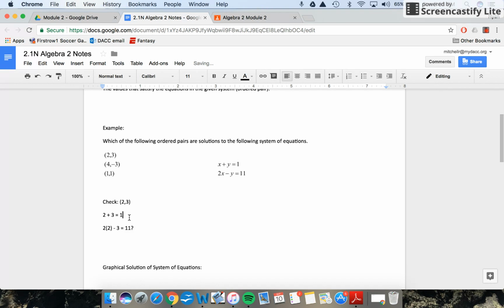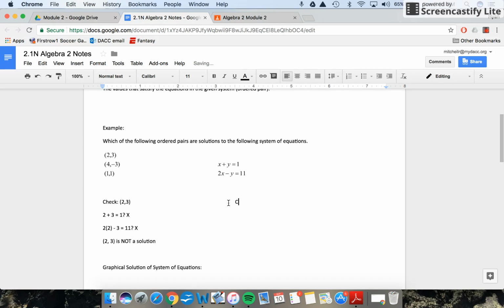Are these both true? Well, let's check. Does 2 plus 3 equal 1? No, so it automatically fails this system of equations. But we can check the next one anyways. 2 times 2 is 4. 4 minus 3 is not 11, so it fails. We can say 2, 3 is not a solution to this system.